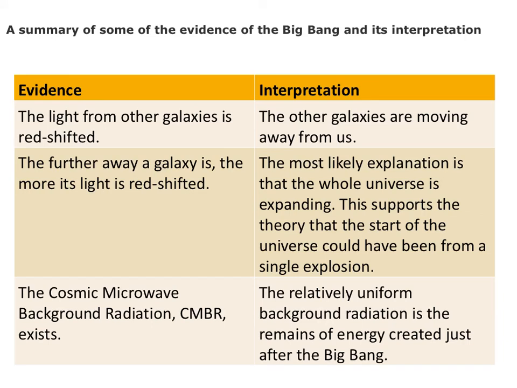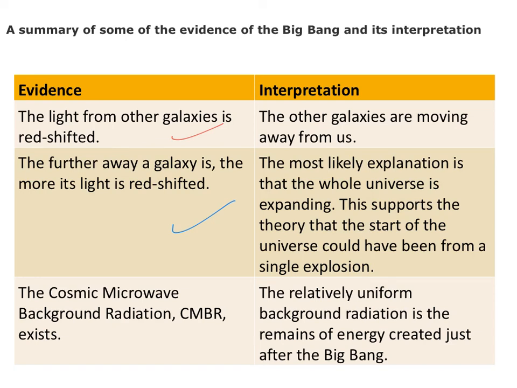In science, we can't accept a theory until we've got enough evidence to support it. The Big Bang Theory has the following pieces of evidence. The first one is that the light from other galaxies is redshifted. This is supported by the Big Bang Theory because that means that other galaxies are moving away from us. The second piece of evidence is that the further away a galaxy is, the more its light is redshifted. This supports the Big Bang Theory because that basically means that the whole universe is expanding. And that supports the idea that at the start, the whole universe was in a single point and could have originated from a single explosion.